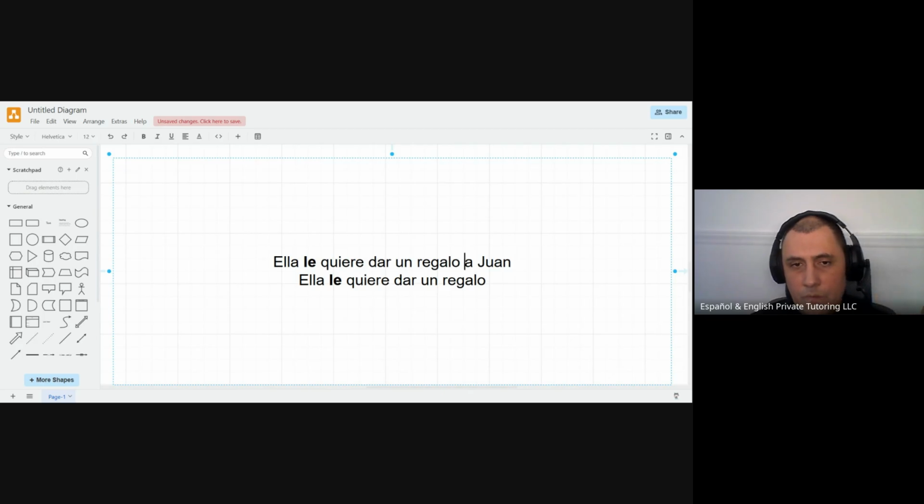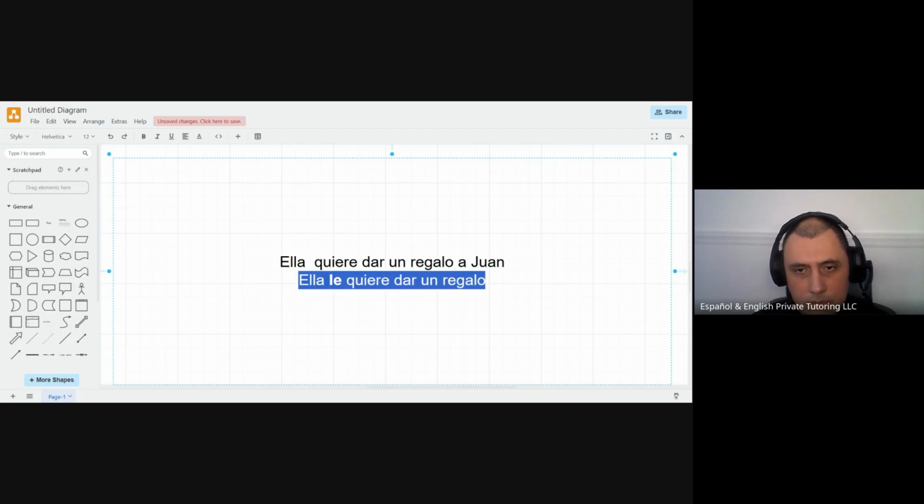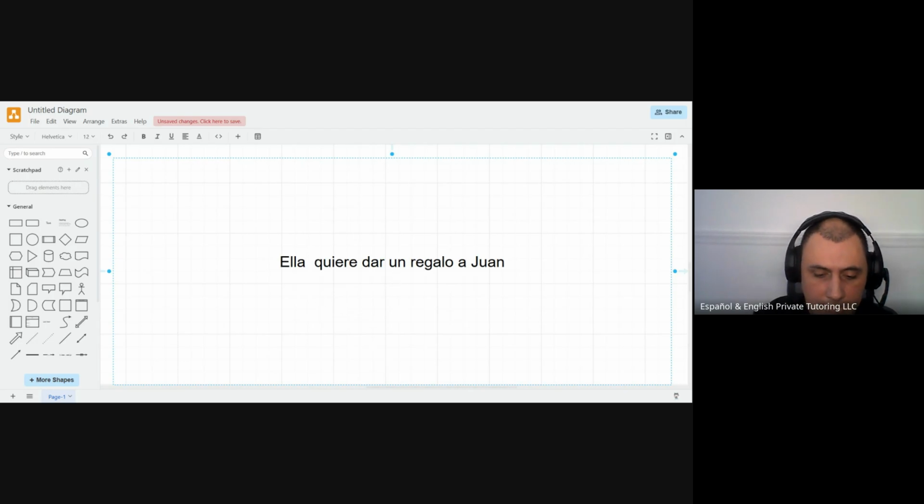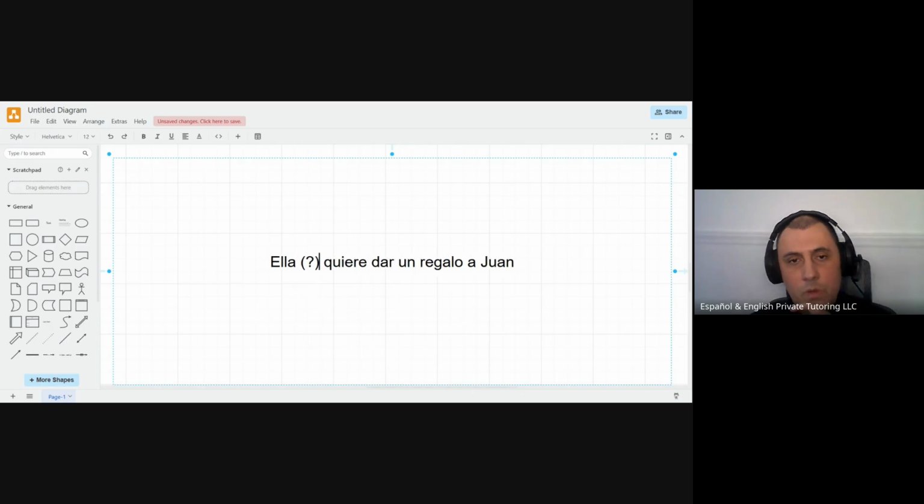Now, normally the book tells you to use both. If you want to clarify le, you have to include the indirect object. But according to the book, with transitive verbs, you cannot remove the indirect object pronoun. Let's concentrate only on this sentence. According to the book, you can do this, but you will be missing the indirect object pronoun because you need to have both.